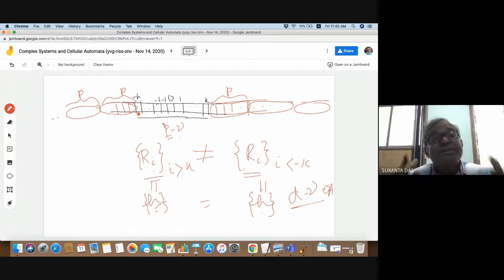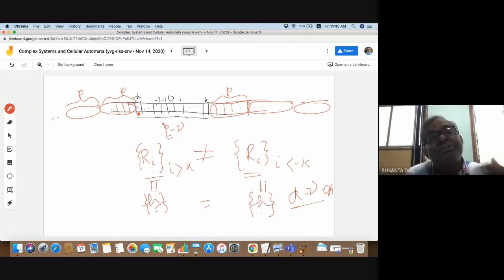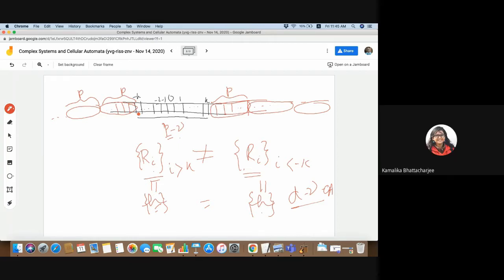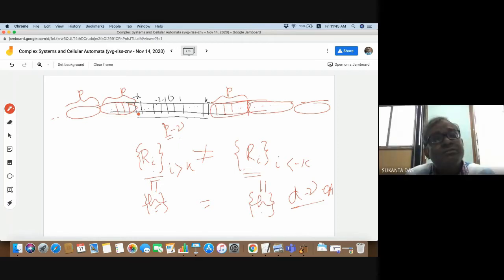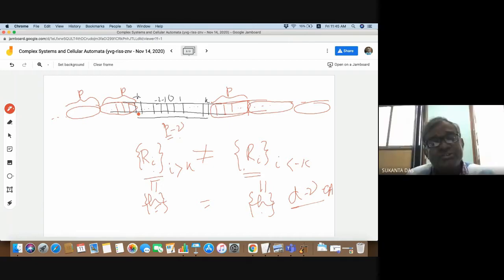But if I give you a general definition of CA and ask you to tell me which kind of rule is being used in an arbitrary cell, you cannot. We are also taking the neighbor as a single radius. It's always true, we always take radius.